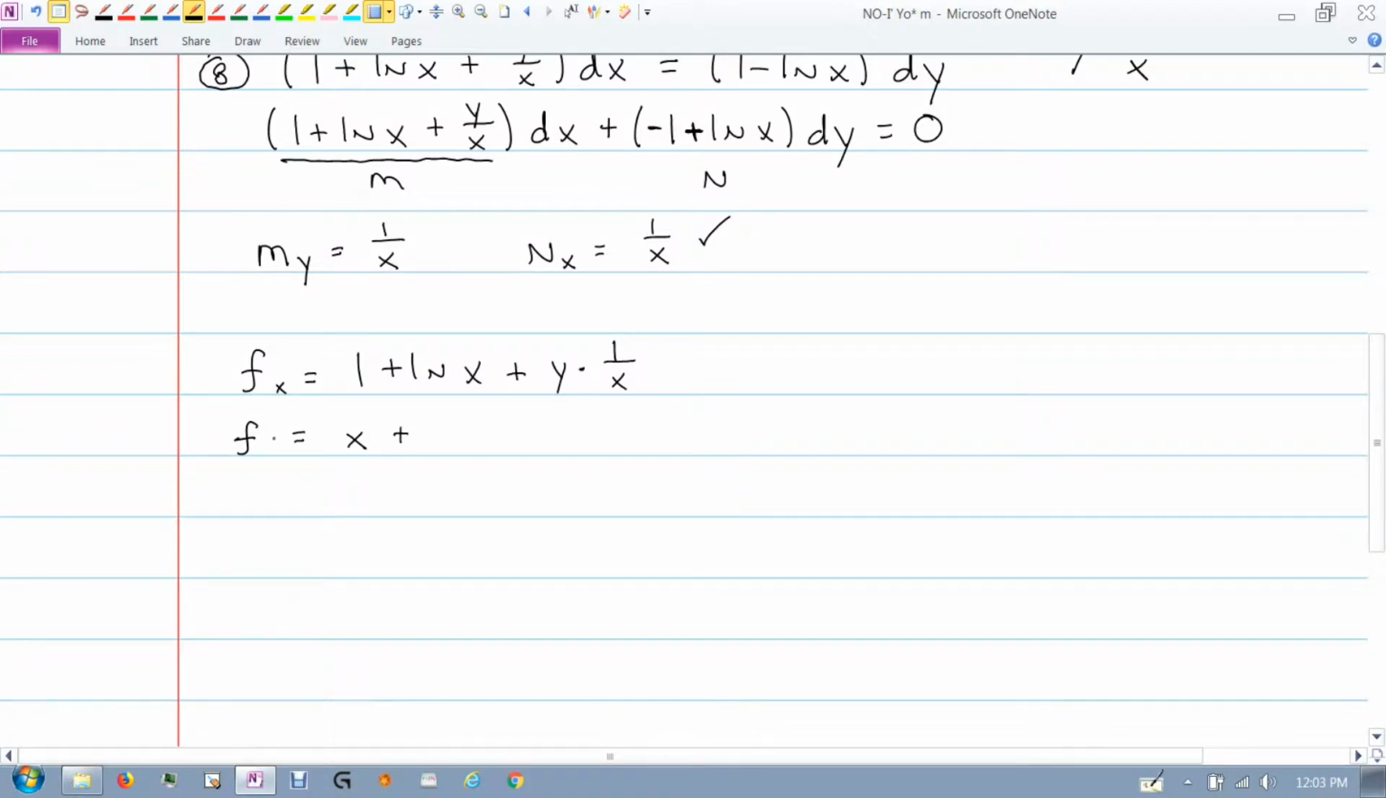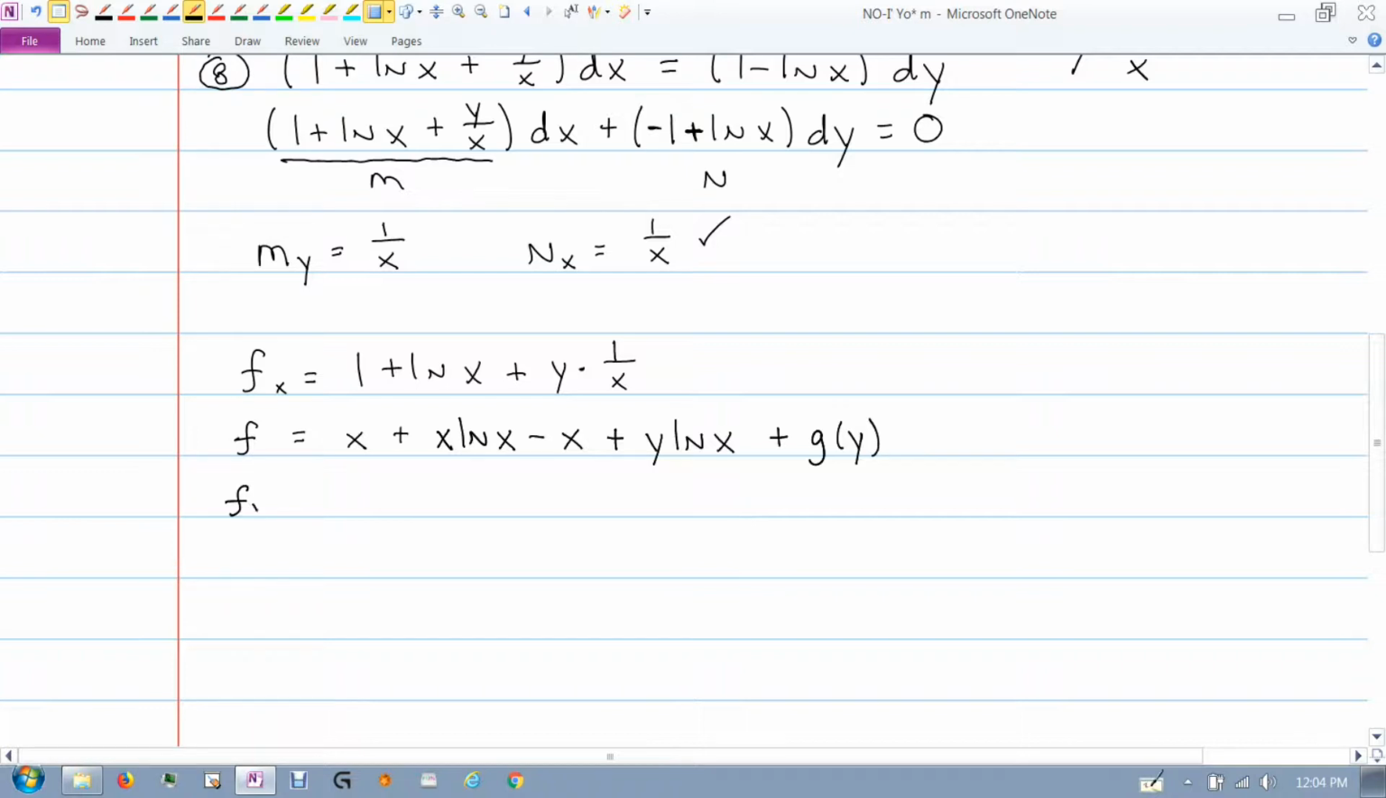What was I doing? Integrating this with respect to x. The antiderivative of natural log of x, there's a formula for that. x natural log x minus x is the antiderivative. And then here, since y is a constant, we just get plus y natural log x. And then we have plus some function g, possibly.